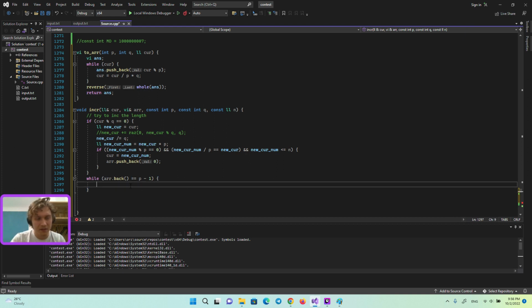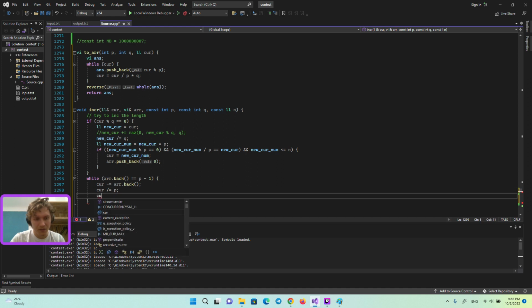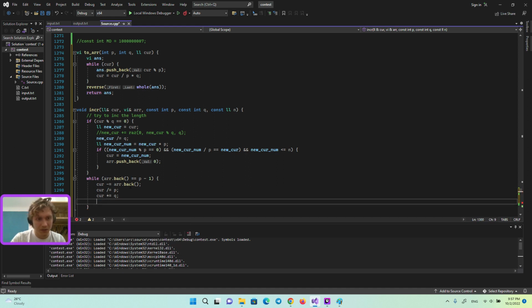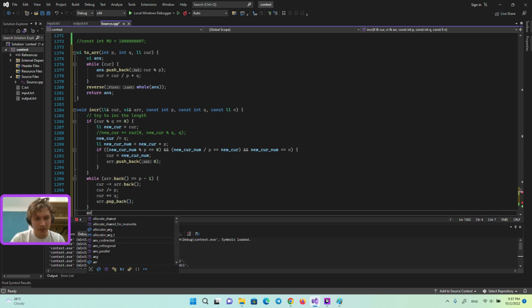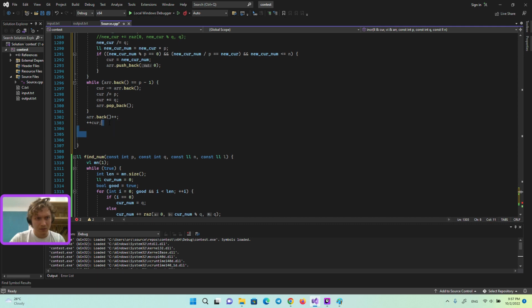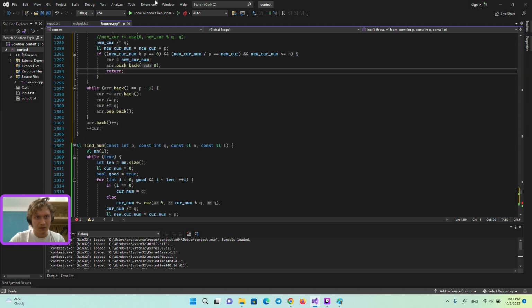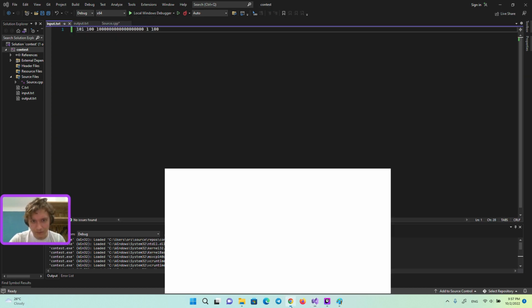I just say that car equals car minus equals r dot back, car divides equals p, car multiplies equals q, and r dot pop back. And in the end, I say that r dot back plus plus and plus plus car and return it. Okay, so great. I guess that's it. And this should work.